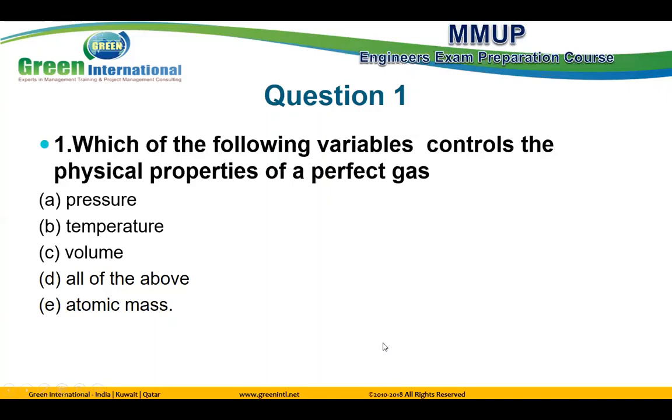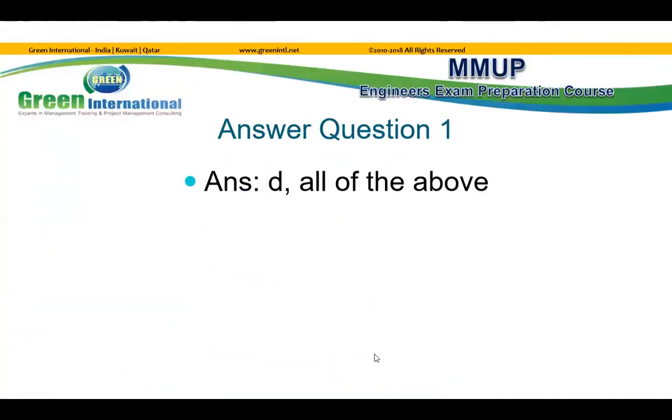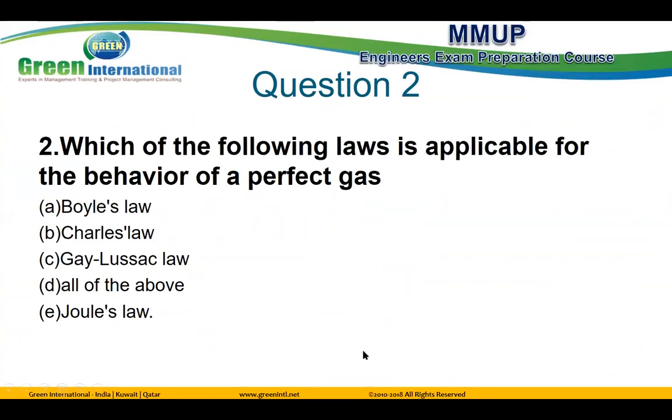Which of the following variables controls the physical properties of a perfect gas? D, all of the above. Correct. Excellent. Which of the following laws is applicable for the behavior of a perfect gas? D, all of the above. Yes, all of them. Okay.